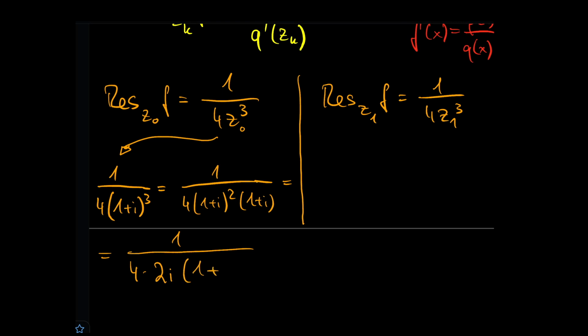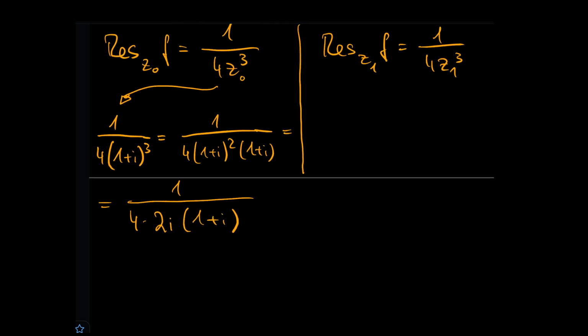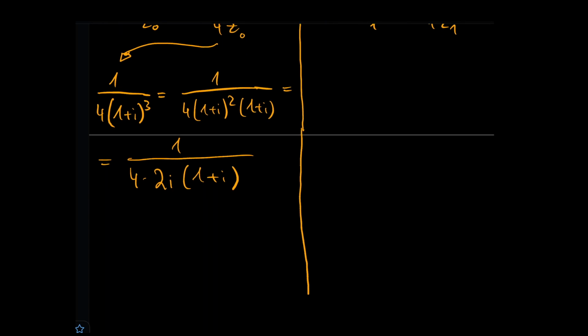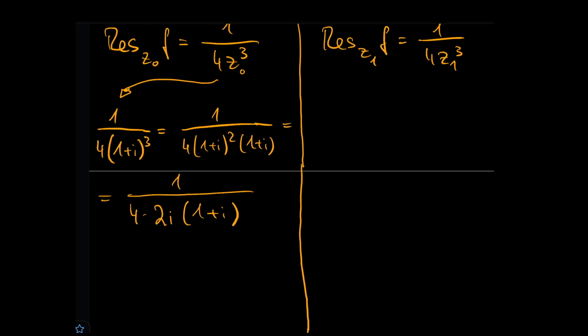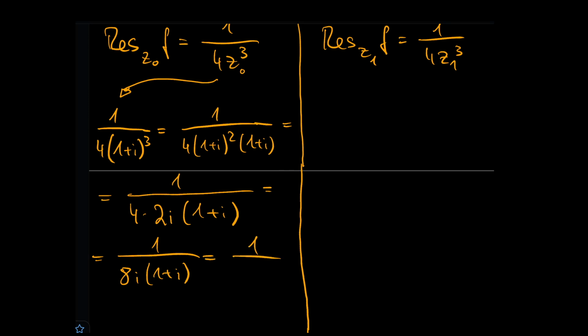So let's put that line down. So here we keep on going. We have 1 divided by 8i times (1 plus i). And this just gives us 1 divided by minus 8 plus 8i. All right. So here we can write this as 8i minus 8.